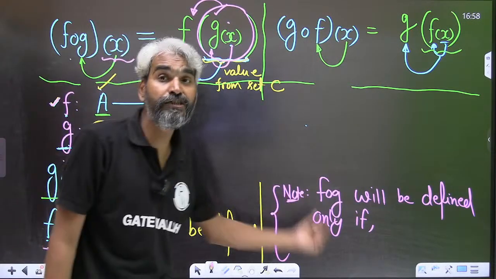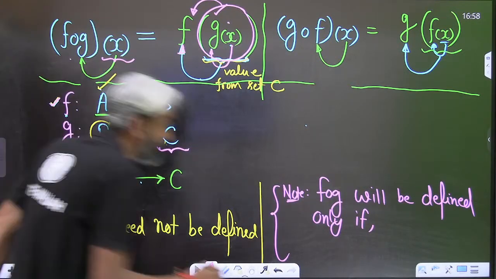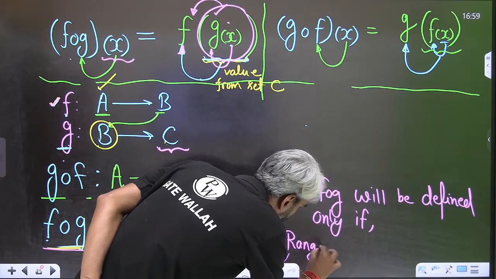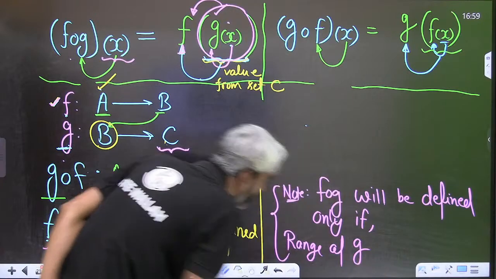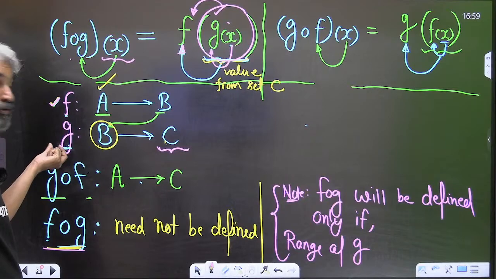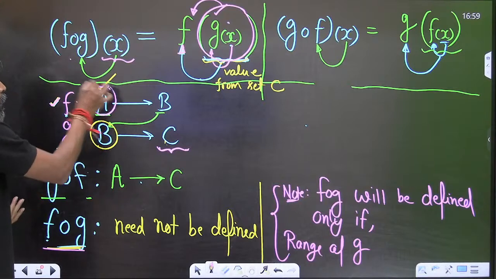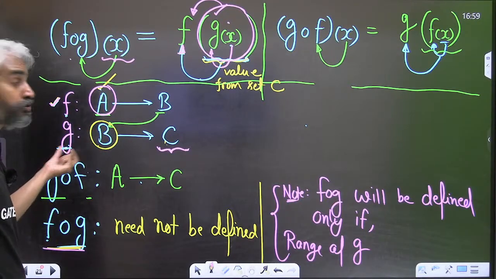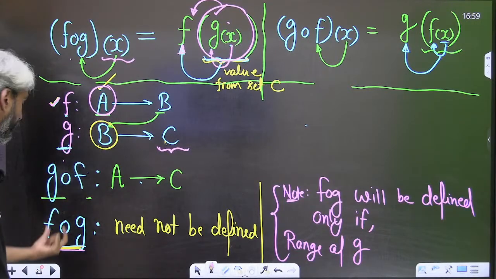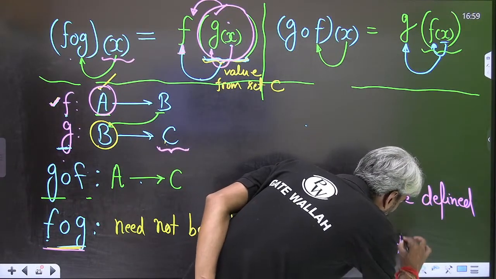So for f of g to be defined, what is necessary? The values produced by function g, that is the range of g, must be a subset of the domain of function f. If the values produced by function g are contained in the domain of f, then f of g will be defined. That means range of g must be a subset of domain of f.